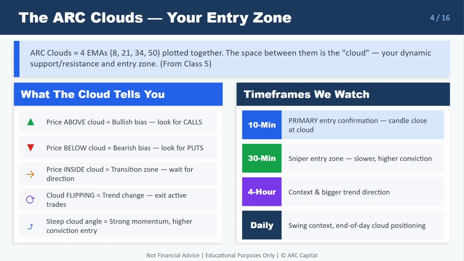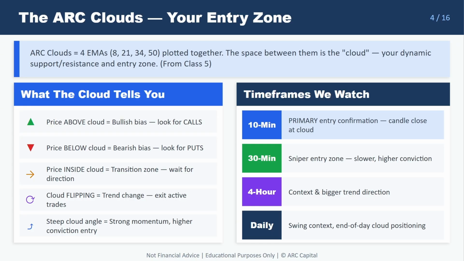What the cloud tells you: if the price is trading above the cloud, you have a bullish bias. You're looking for calls. If the price is trading below the clouds, you're approaching the market with a bearish bias and you're looking for puts. If the price is trading inside the clouds and there's no clear direction, this is that transition zone. This is where you just wait and do nothing, wait for clear direction. If the clouds are flipping, it equals a trend change. You want to exit active trades or potentially enter into that trend change, right? It could also be an entry if you have the quick hand, if you like that. A steep cloud angle equals strong momentum, a higher conviction entry, and a thinner cloud equals weaker momentum. And we'll go over that a little later.